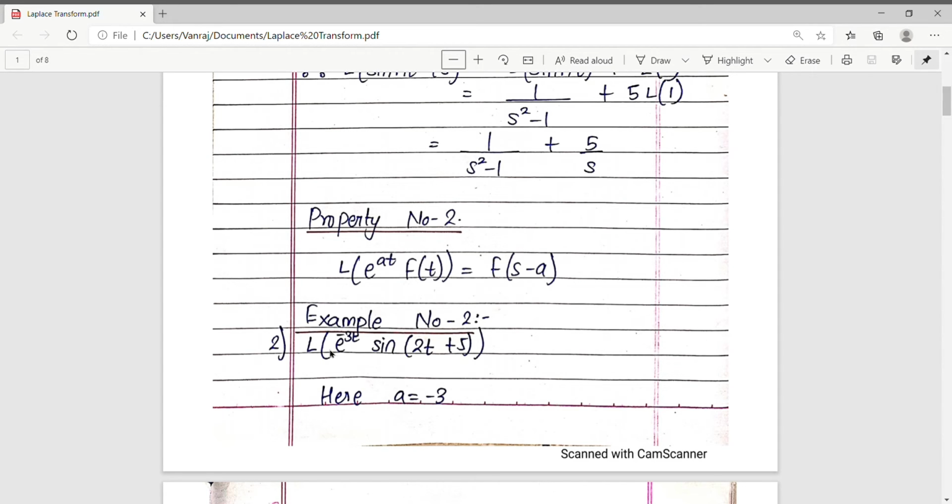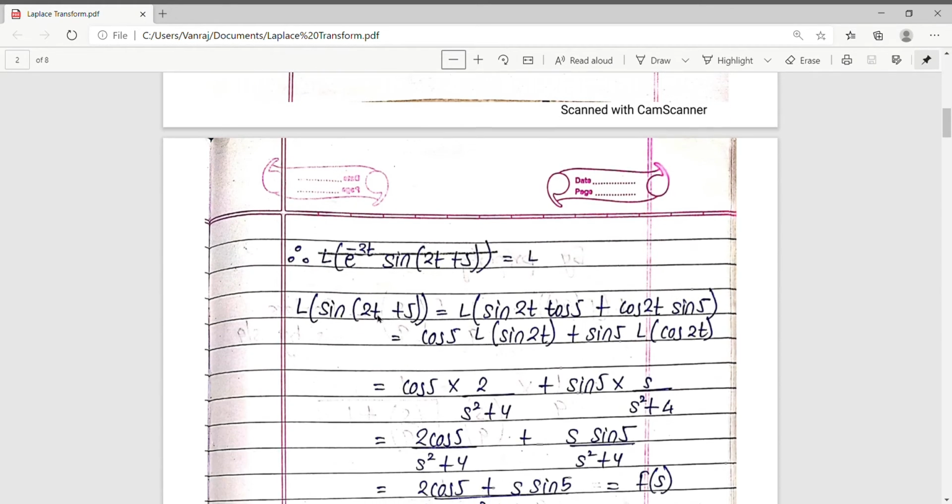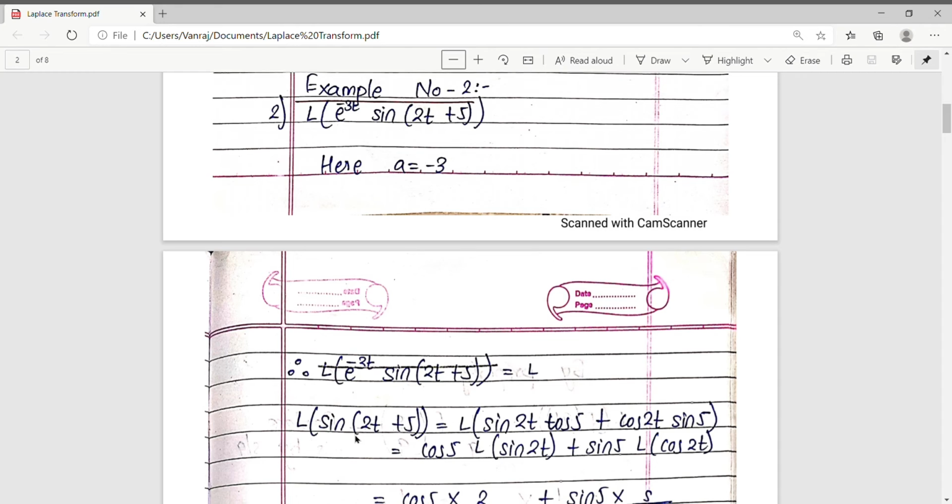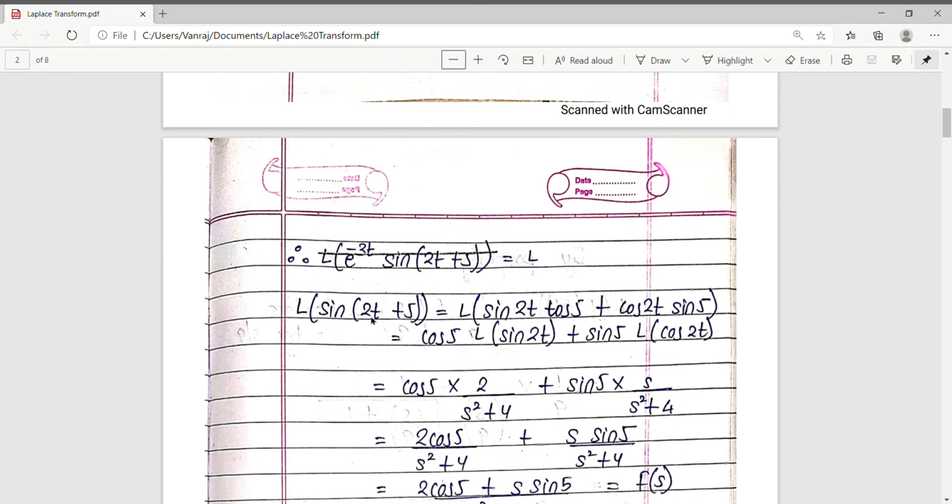So our example is we have to find the Laplace transform of e raised to minus 3t into sine 2t plus 5. So here a is minus 3, and then we have to find the Laplace transform of sine 2t plus 5 to get f of s. So we have used the formula of trigonometry, which says that sine a plus b can be written as sine a into cos b plus cos a into sine b. So here cos 5 is a constant, I have removed it outside, and sin 5 is also a constant, so I have removed it outside.